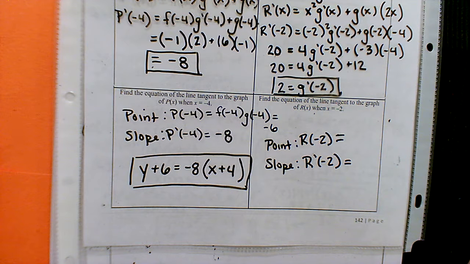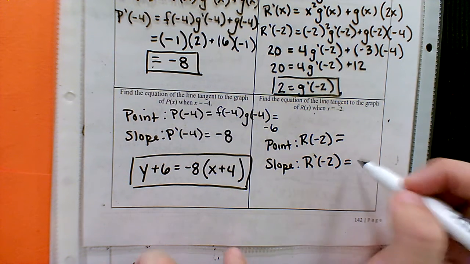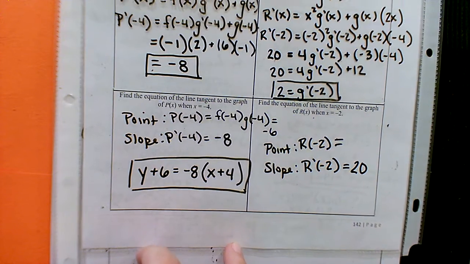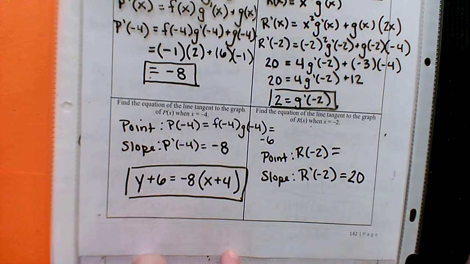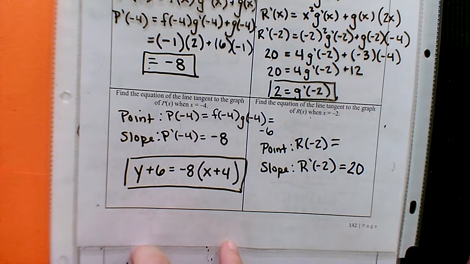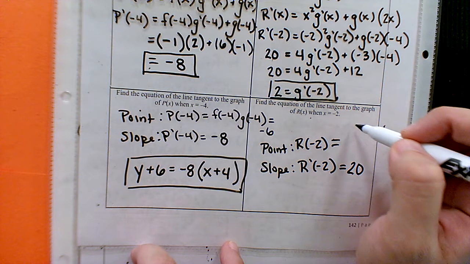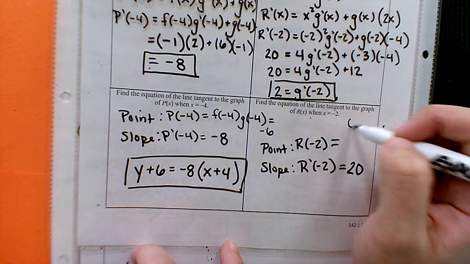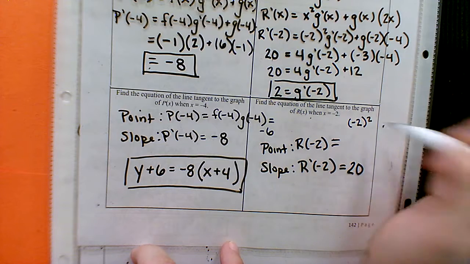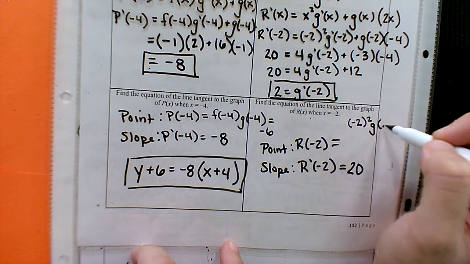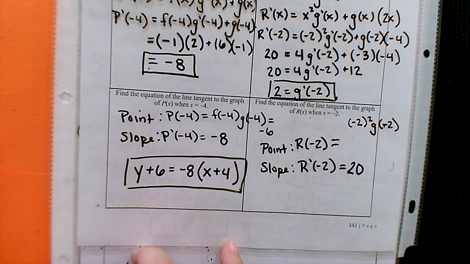What do you think, Ariana? The derivative is equal to 20. Yep, that was the information from the box above it. Okay, r prime of negative 2 is 20. We can figure out the point though. They did give us the r equation. That was x squared times g. So we're going to plug in negative 2 for those x's to figure out our point or y value.